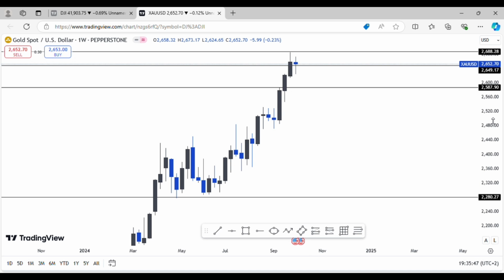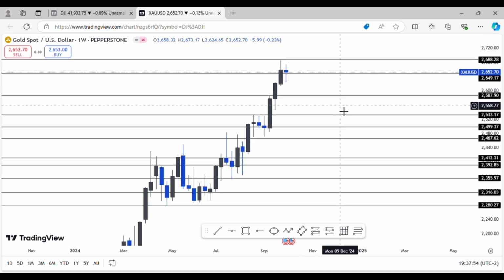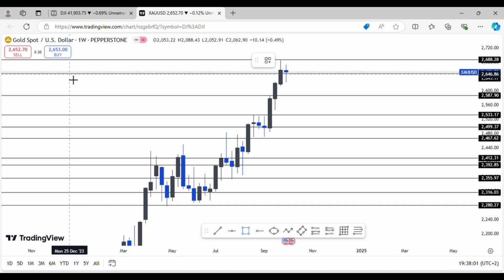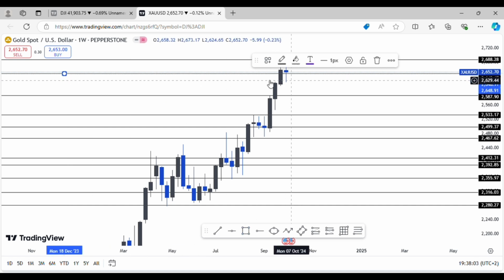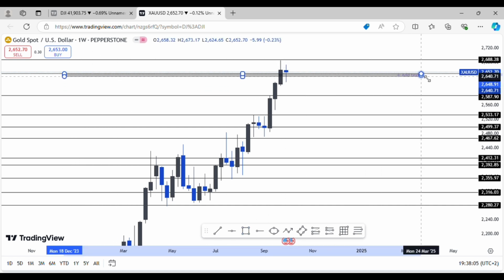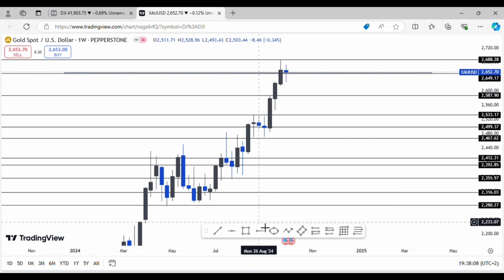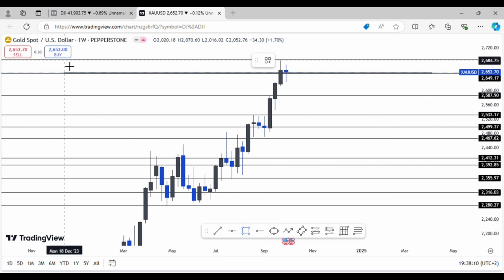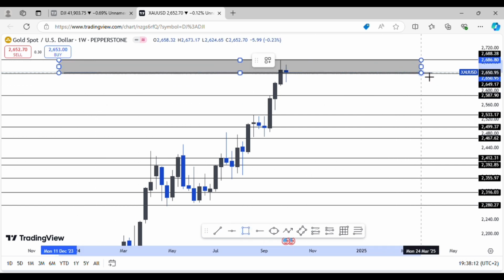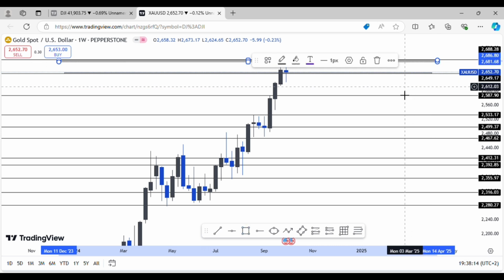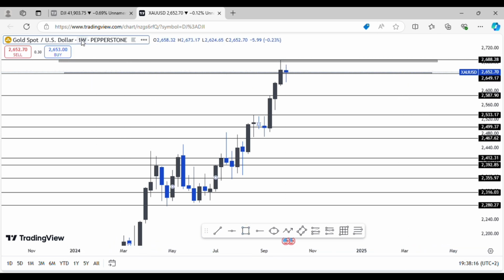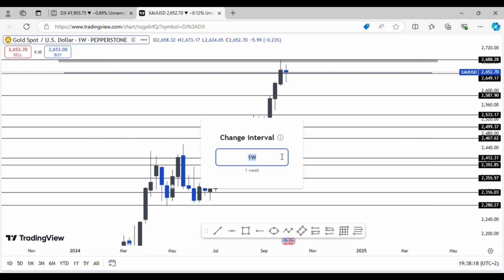So I'll just be back again after identifying my zones. Please stay tuned. So guys, I'm done identifying my zones on gold. I'll just use this rectangle to identify this current support. Let me just do that. I'll just identify this current support and identify this current resistance. Exactly my point. And I'll just have to move to my daily time frame to find my market structure.